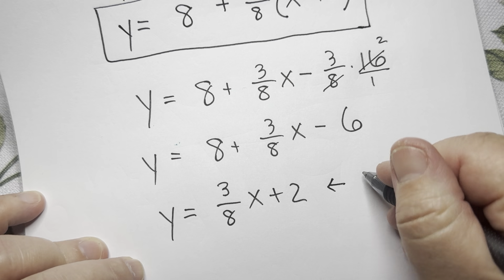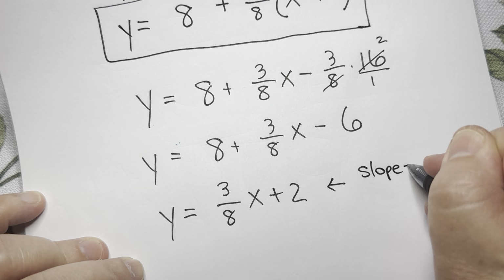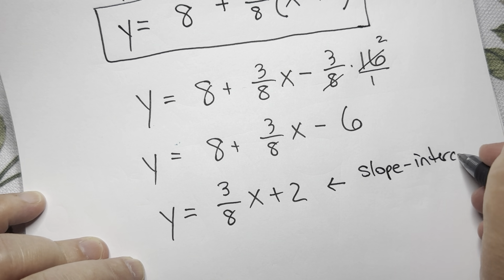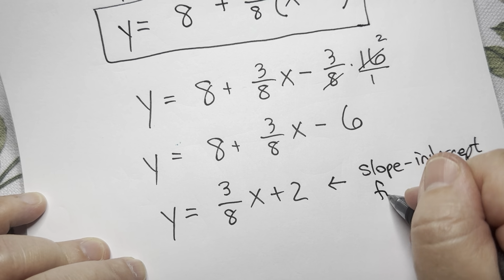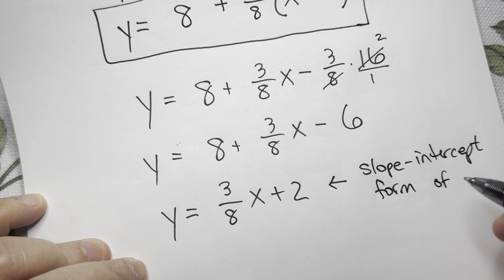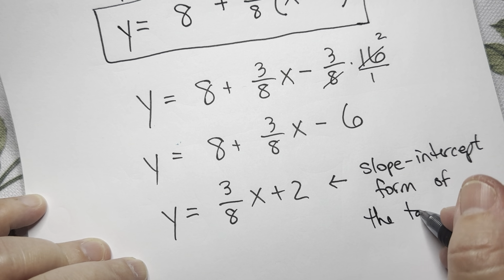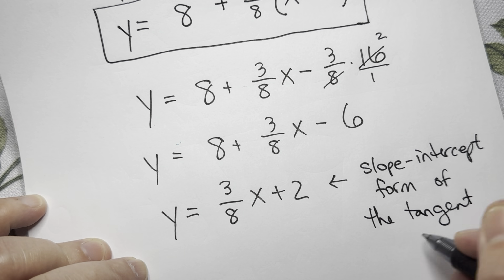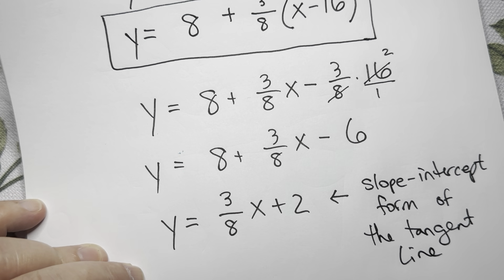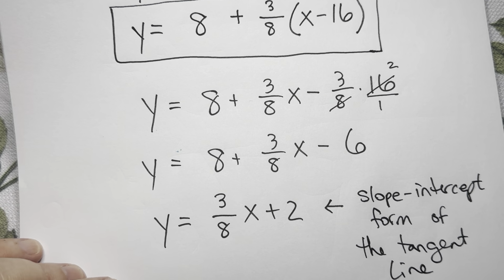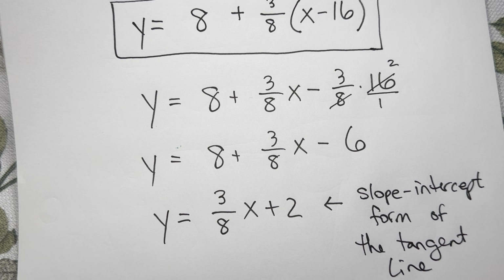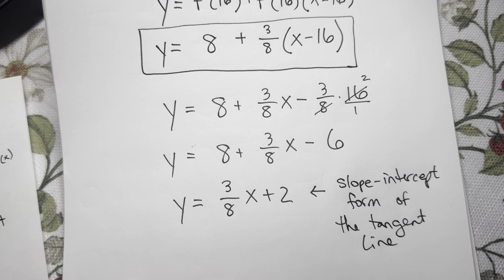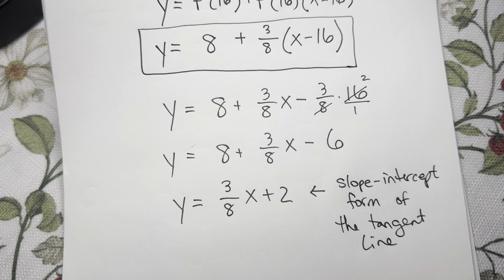This is the slope intercept form of the tangent line. And let's see if I can get these both in here, kind of, almost. I wrote a little bit too big, so can I kind of squish this down? Oh, I'm Ken Burns again.